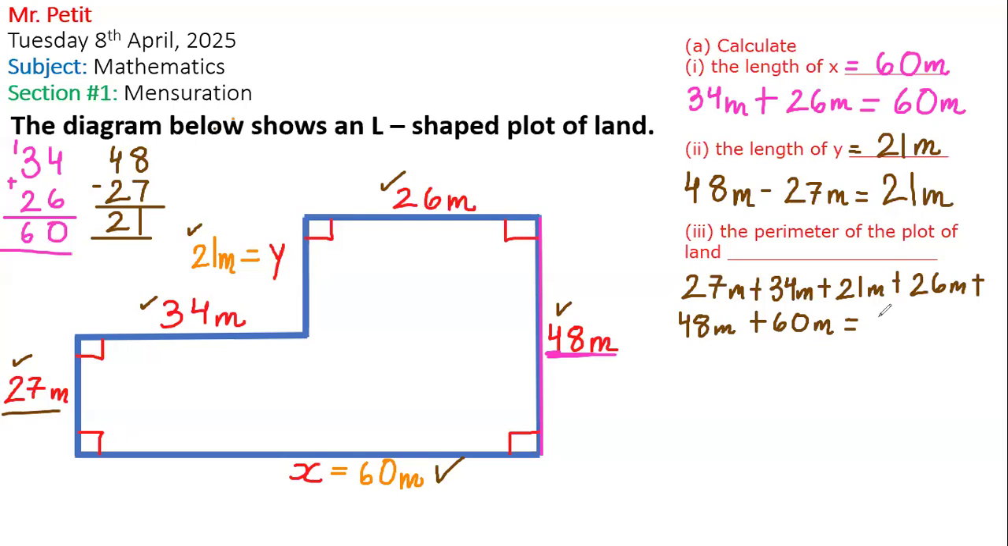So this is going to be 216. 216 meters. All right, so let's add it. When I added, I got 27 plus 34 plus 21 plus 26 plus 48 plus 60. I got 216. So the perimeter is going to be equal to 216 meters.